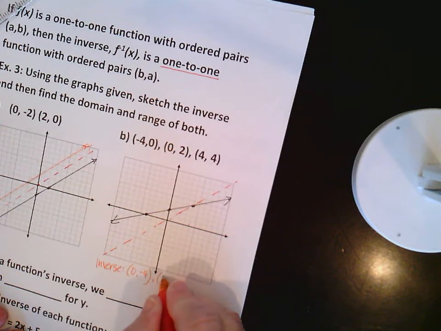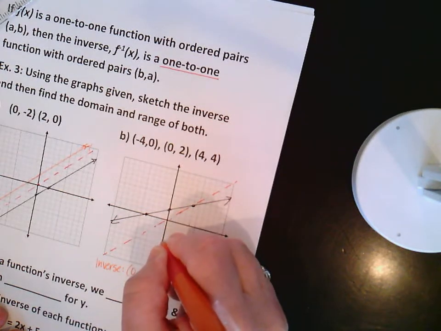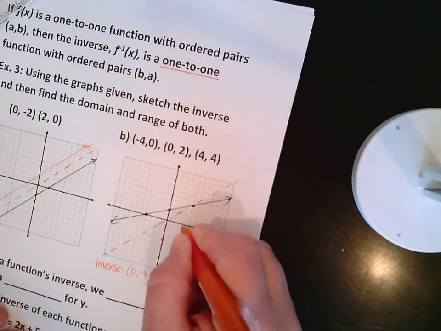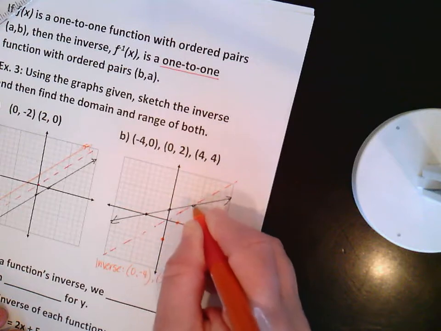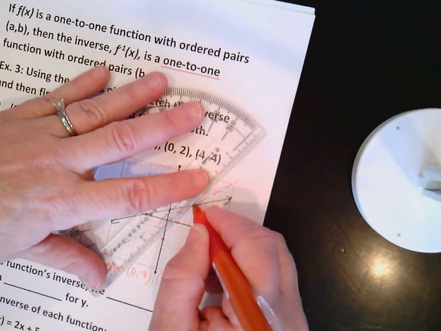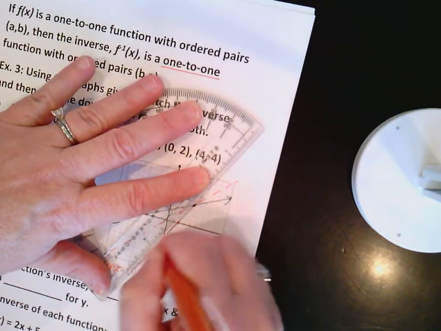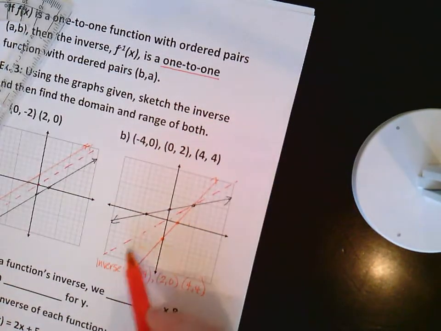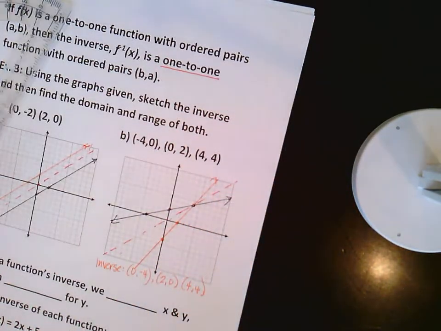2, 0, and 4, 4. So I have 0, -4, 2, 0, and 4, 4. And so the inverse goes like this. And again, if you think of that dotted line as being a mirror, they should be a reflection of each other in the mirror.